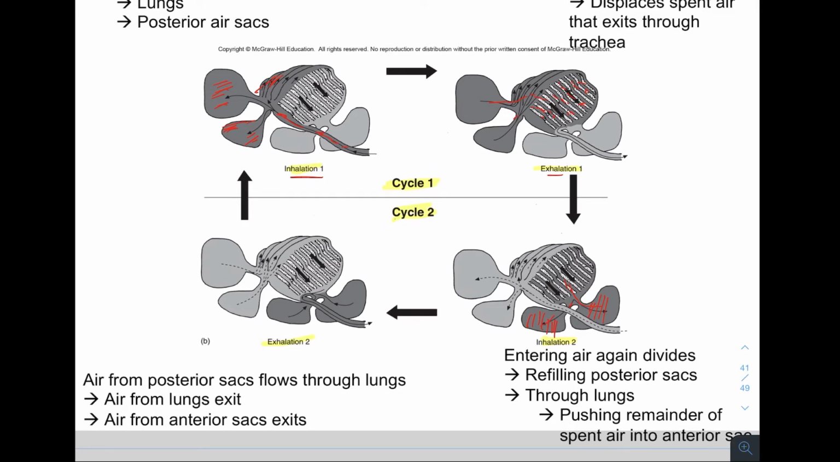And then during exhalation 2, that dark gray air will finally get exhaled out of the bird through the trachea. It will go from the anterior air sacs and out of the bird, and now we have completed that cycle for that dark gray band of air.